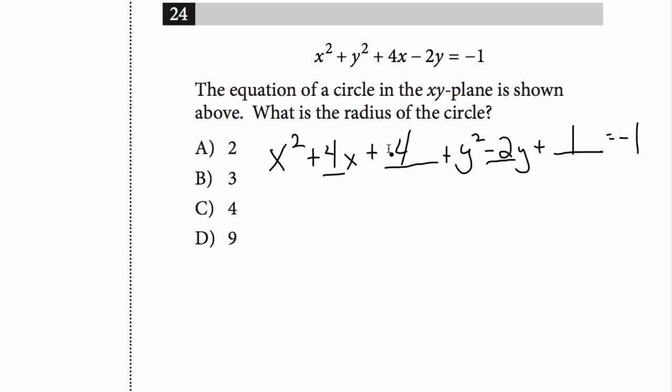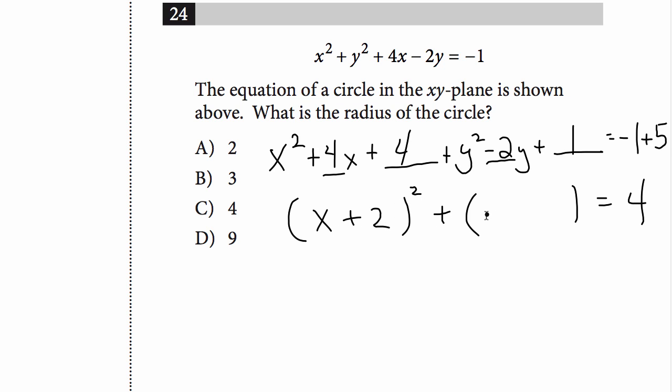So now, I added 4 here, I added 1 here. That's a total of 5. That means I have to add 5 to the right side of the equation to balance it out. So now, the whole point of completing the square is being able to make a double bubble. So this is going to be x plus 2 squared, and this is going to be y minus 1 squared. And if you foiled this out, everything would work out.